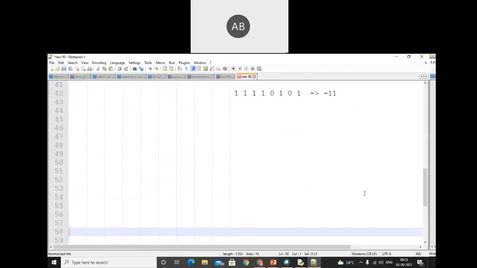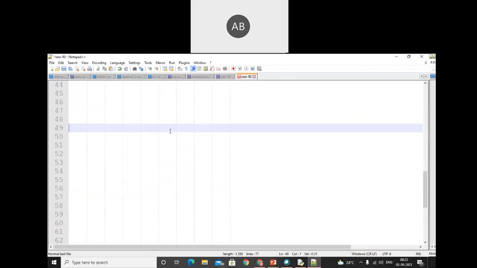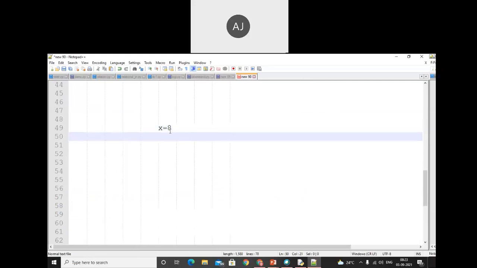So let's take one more example. In that, we will just do operations. See, assume that here I will use x equals 15. I will take a smaller example, otherwise you will get confused.